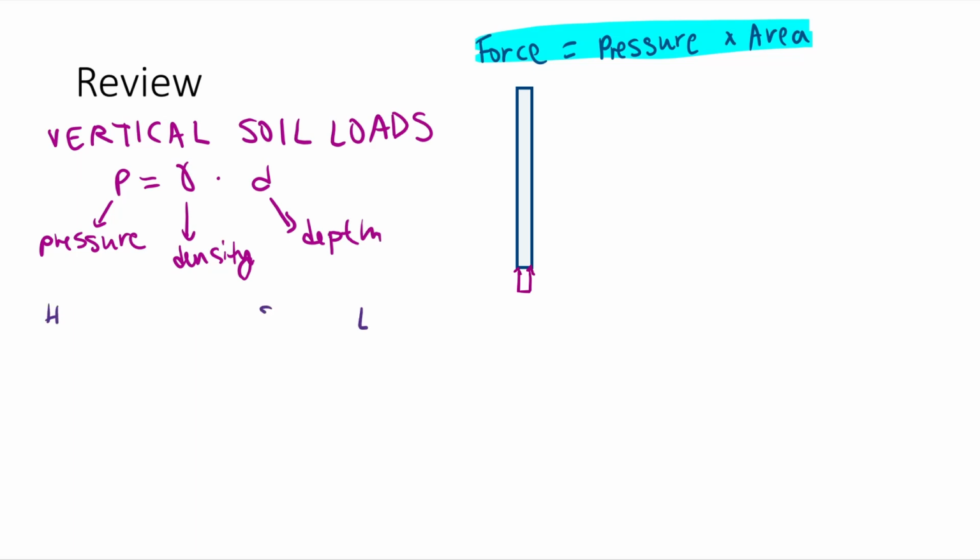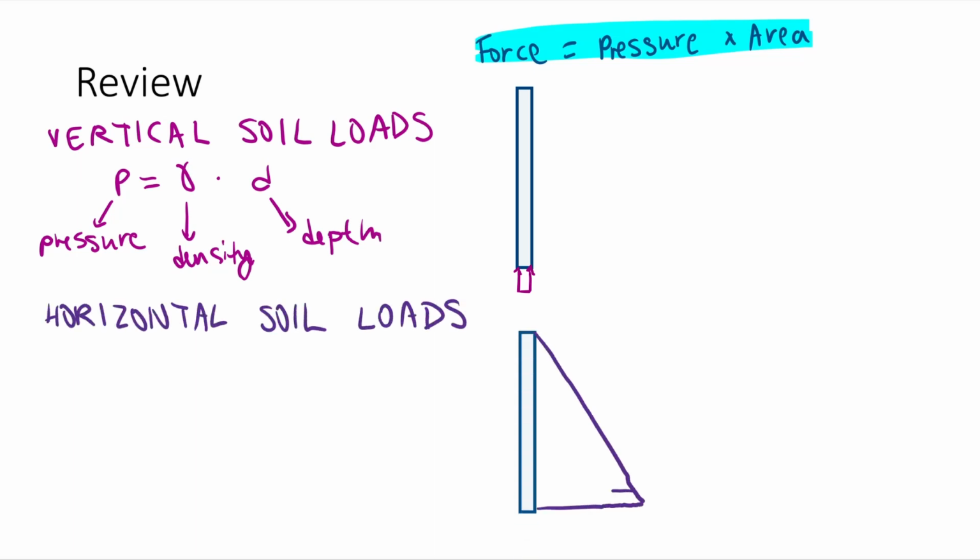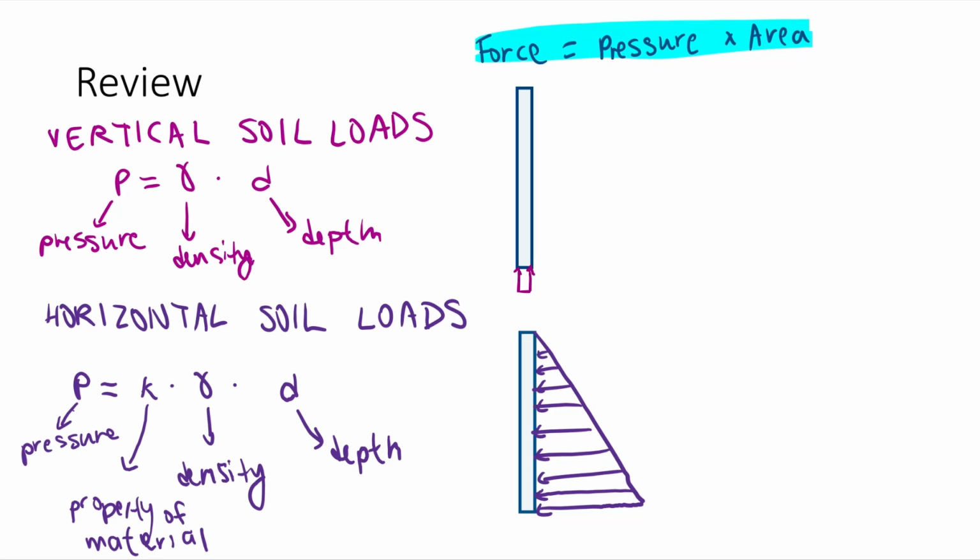Now our horizontal loads, we're introducing a new component here. Again, similar to hydrostatic loads, it acts in a triangular form. So we're adding the property of material, which is referred to as K for the horizontal loadings. This could be, for example, something like 0.4 for soil, and it just depends on what material you're actually looking at.